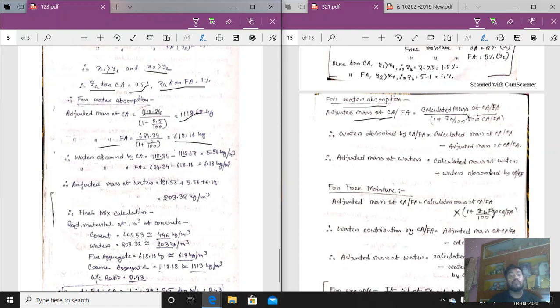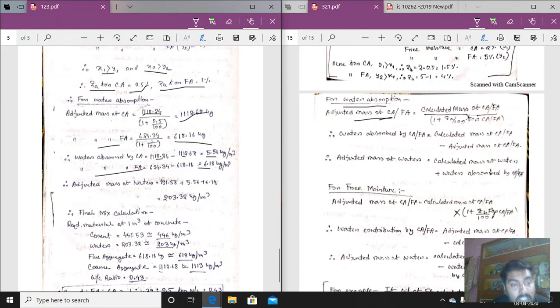The water absorbed by the coarse aggregate means some amount of water has been absorbed, so we have to adjust that amount of water. That means we have to subtract the amount of water from the coarse aggregate. By subtracting, we get 5.56 kg of water absorbed by the coarse aggregate, and for fine aggregate it is 6.18 kg. Since some of the water has been absorbed, we have to readjust the water also.